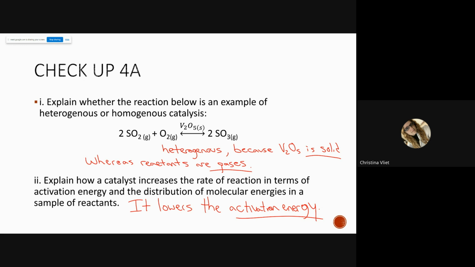Remember, for graphs and diagrams, you should use pencil on a Cambridge exam. So if you find that you need to change something, you're allowed to use pencil for graphs and diagrams on a Cambridge exam. And we're done. Done with the experiment.